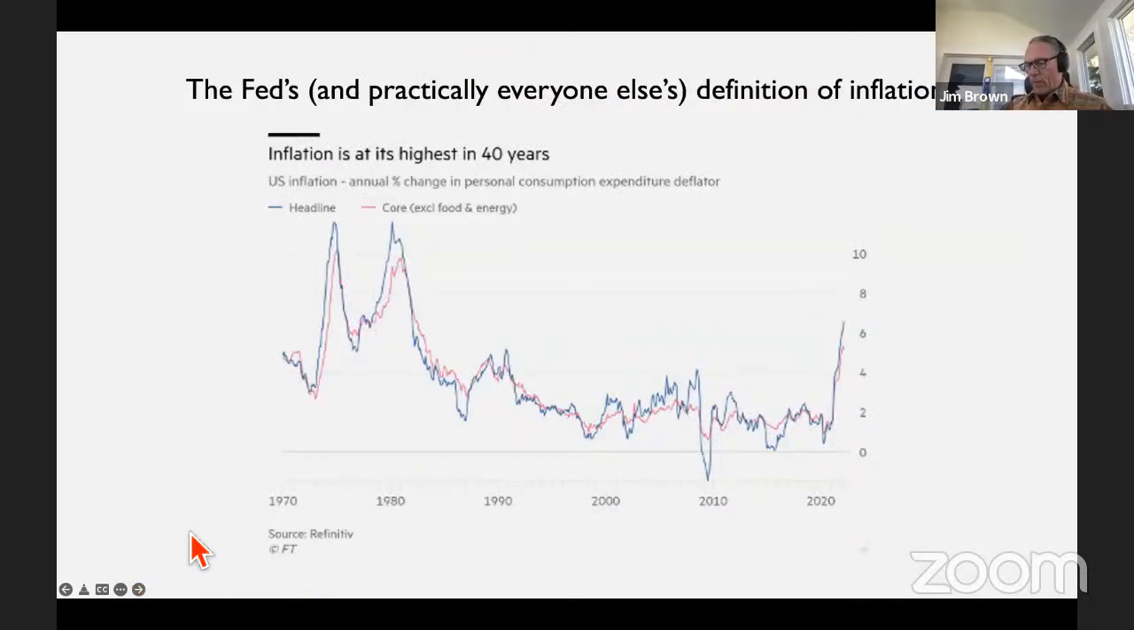Okay, so to begin, the Fed's definition of inflation. This is a graph here of the Fed's measure of inflation, what they use to measure it. It's called the Personal Consumption Expenditure Deflator, the PCE. The Fed and most other economists, even many economists who are friendly toward capitalism, define inflation as an increase in consumer prices. Fed governors, including Chair Powell, speak incessantly of the desired 2% inflation rate, by which they mean an annual increase in consumer prices, as measured by this index.